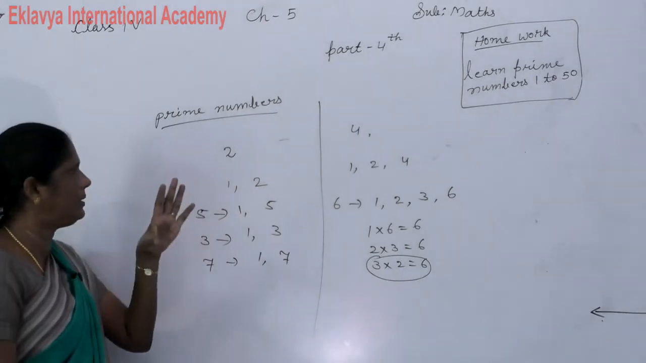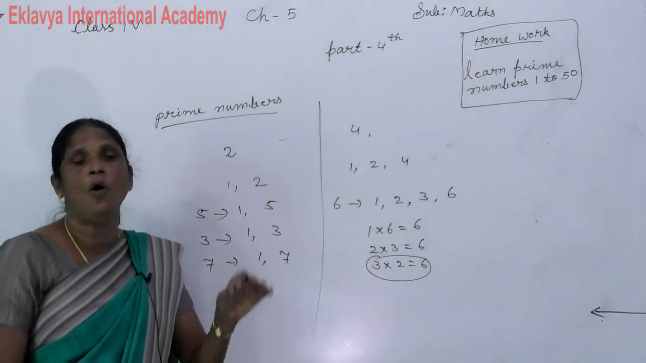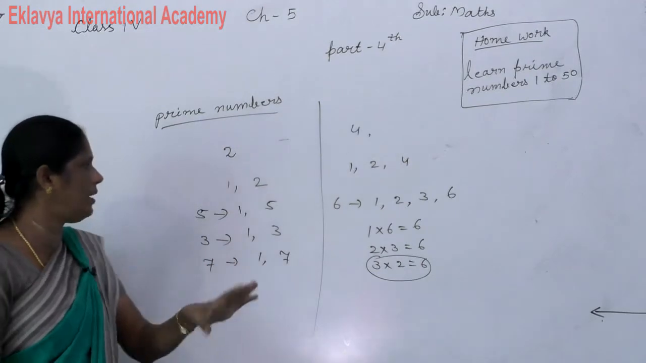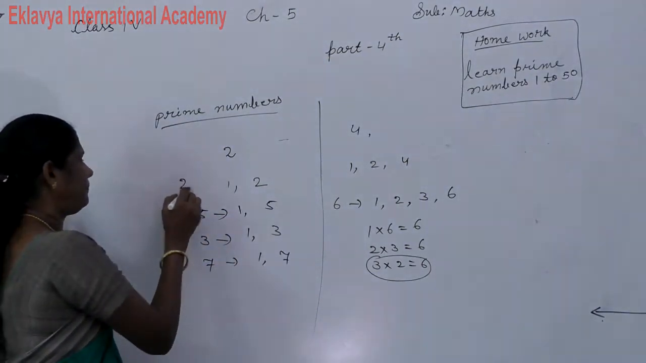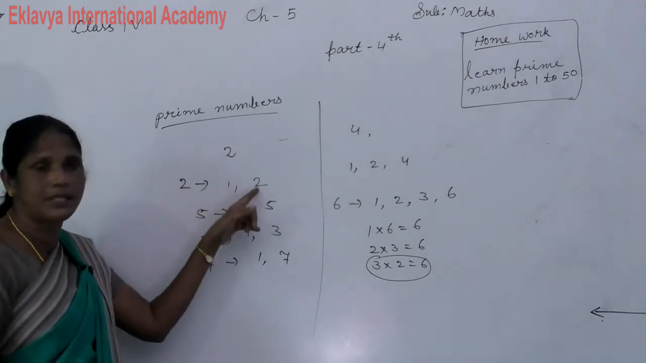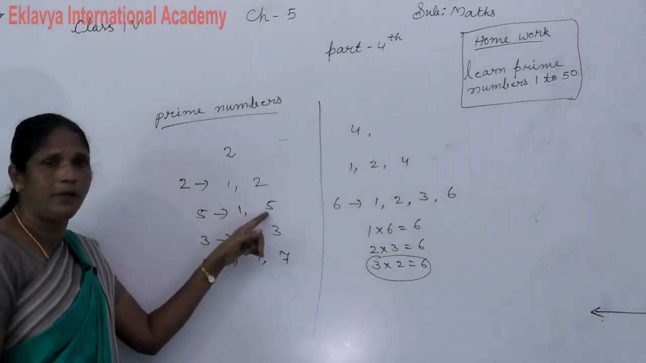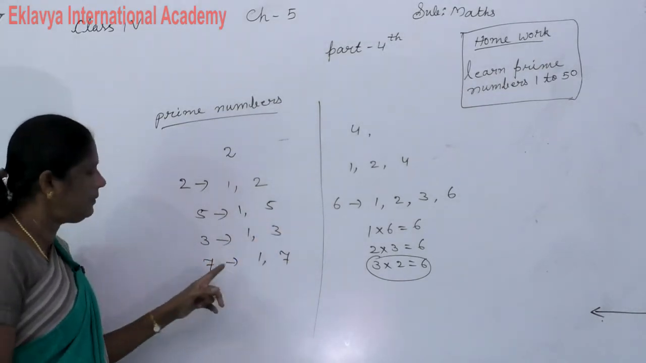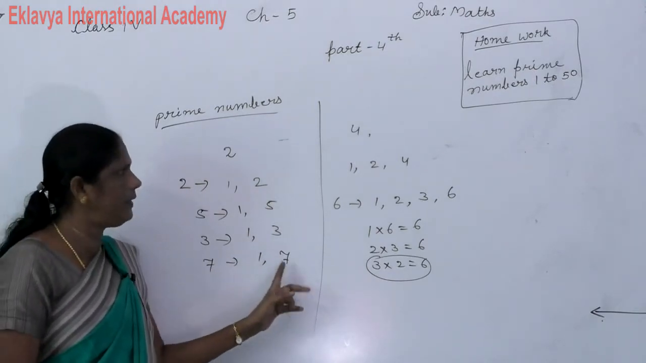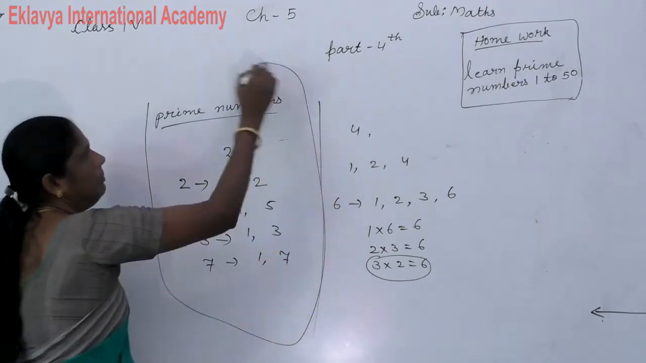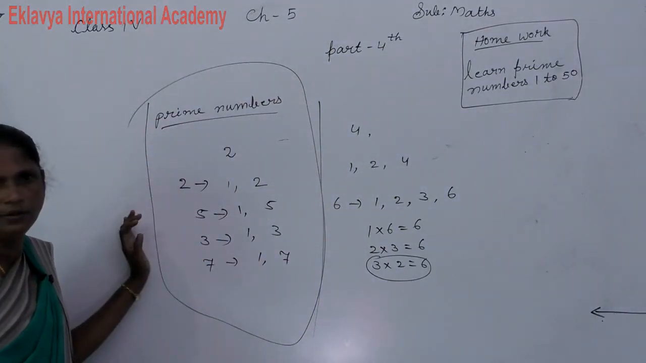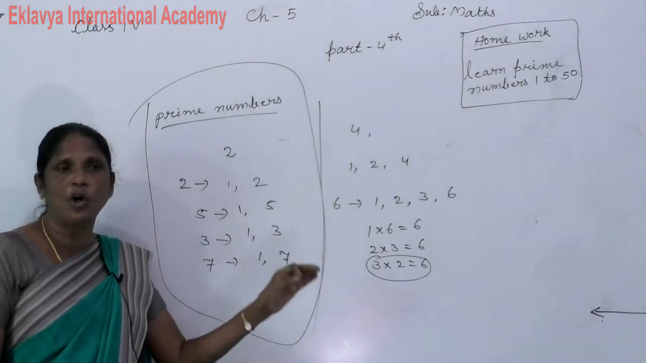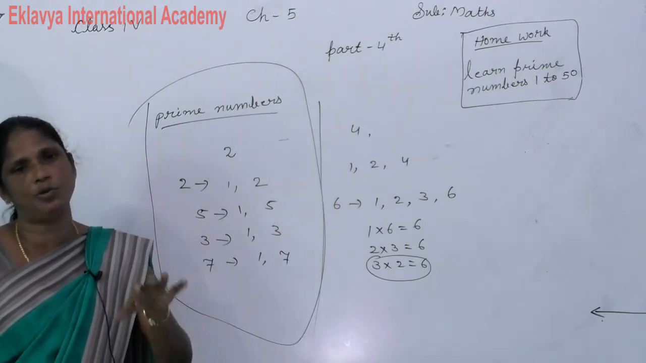What are prime numbers? A number which has only two factors, one and the number itself. Here in our examples: factors of 2 are 1 and 2 itself, factors of 5 are 1 and 5, factors of 3 are 1 and 3, factors of 7 are 1 and 7. These are the prime numbers. Understand? The smallest prime number is 2. The smallest even prime number is 2.